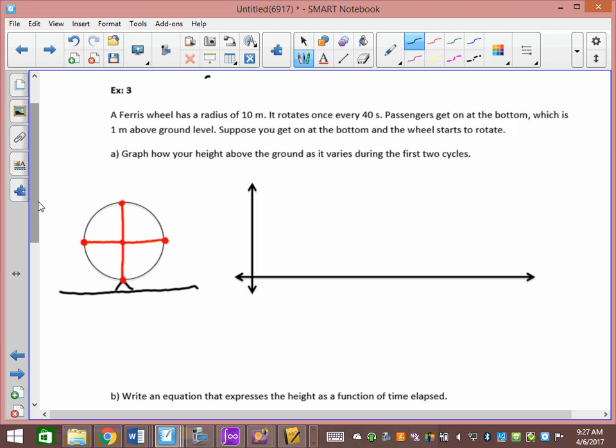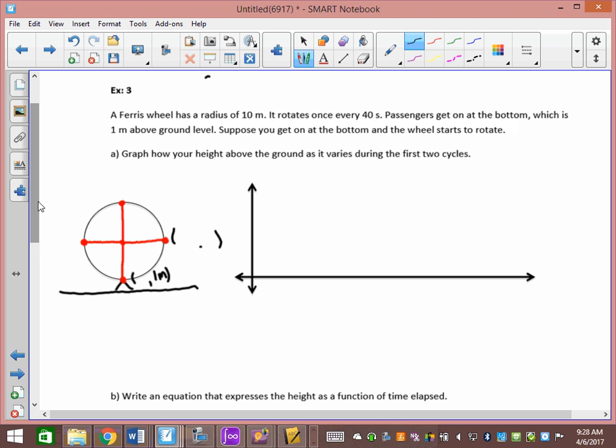Okay? So this graph starts at a height of what? 1. Height is x or y? Y. So this one starts at 1 meter? Yes. Okay. What about this point here? It has a radius of 10. So what height is this going to be? A whole bunch of people always say 10, but that's not right. It's 11. Why? Because you have to add this little 1.